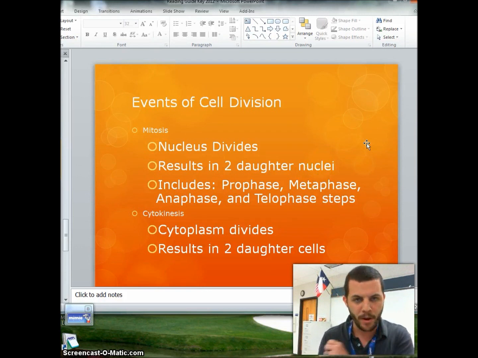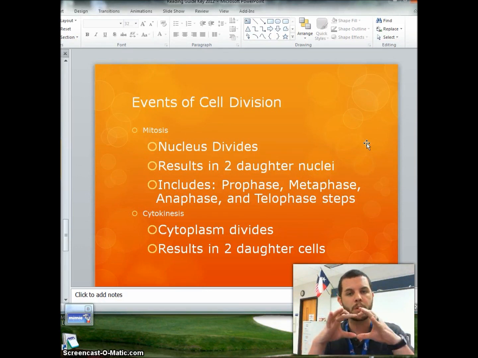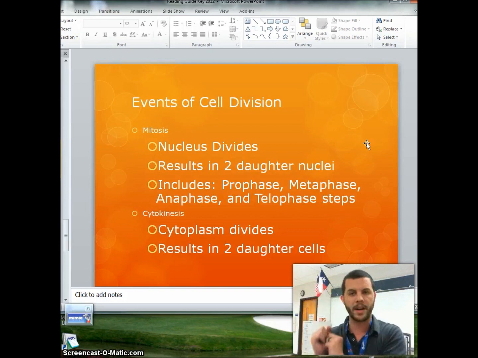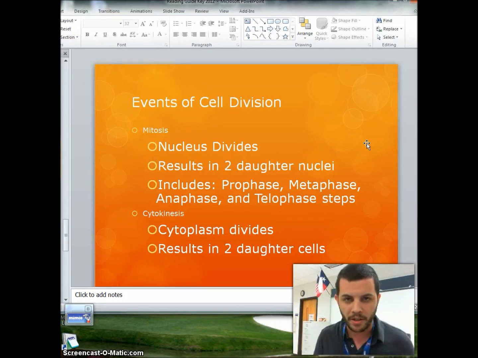First part of cell division is mitosis. This is where the nucleus is going to start to divide. Okay, it's going to result in two daughter cells. So we start off with one parent cell, we end up with two daughter cells. Boom, cell divides. Okay, this time period is going to include prophase, metaphase, anaphase, and telophase.